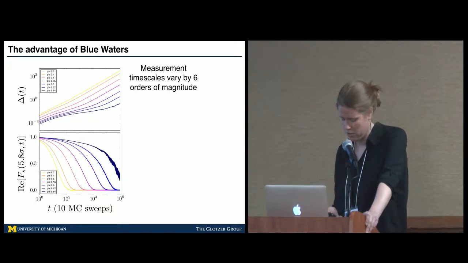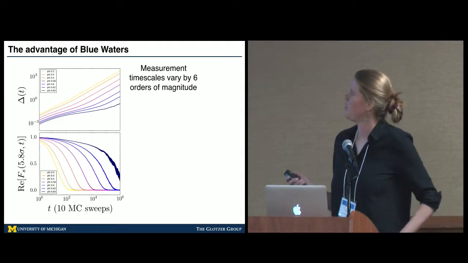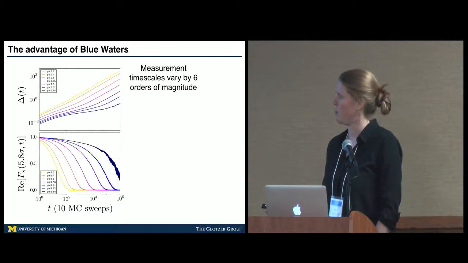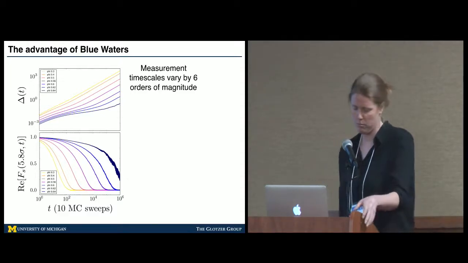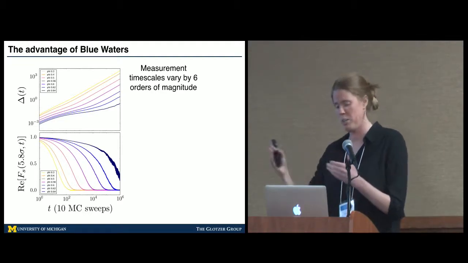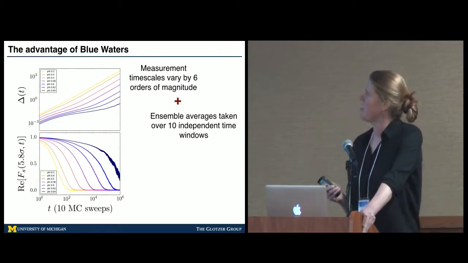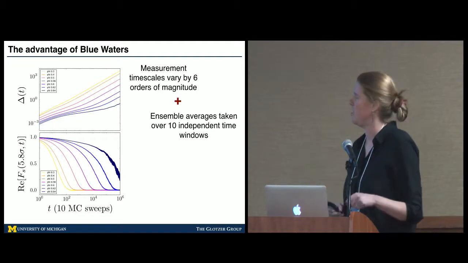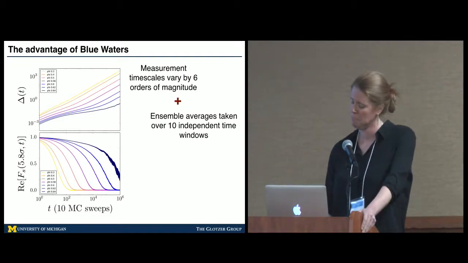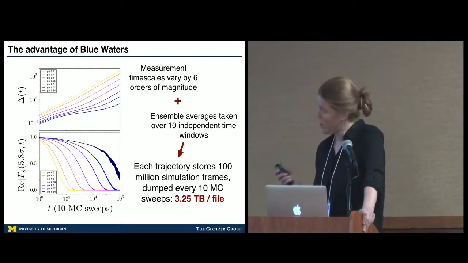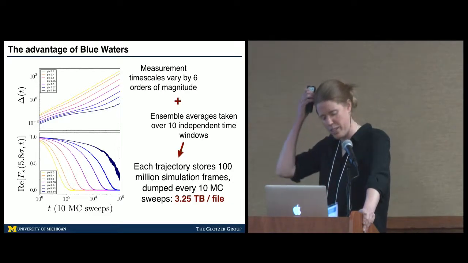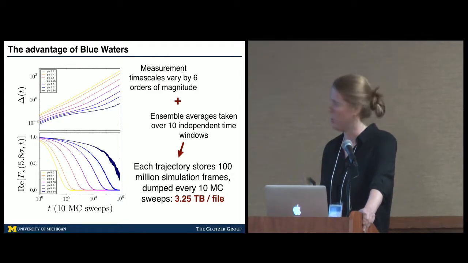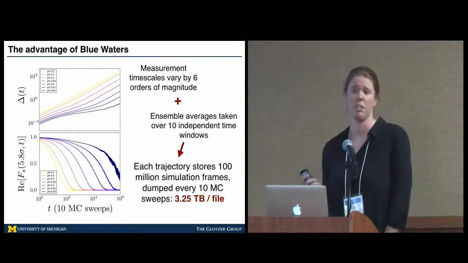I want to acknowledge that when we were making these plots, we were making measurements on timescales that are varying by about 6 orders of magnitude. So that's quite a bit for us. And to get good statistics, we were taking ensemble averages for every trajectory over 10 independent time windows within each trajectory. And so together, that meant that every one of these curves basically represents a trajectory that we had to store on Blue Waters that had 100 million simulation frames that we dumped every 10 Monte Carlo sweeps.